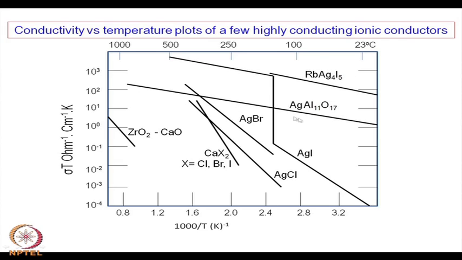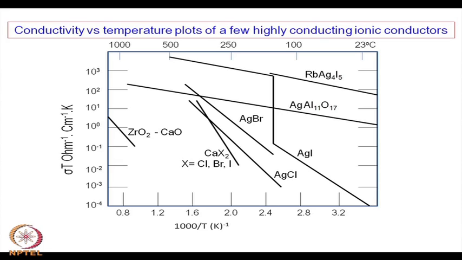There is another compound, silver aluminum oxide. In fact, it is what we call silver beta alumina. Beta alumina is a compound which has a layered structure, in which one of the layers is a very disordered layer, and these cations are placed in this disordered layer, either silver or sodium, lithium. All these alkali metal ions can be located in this disordered structure.